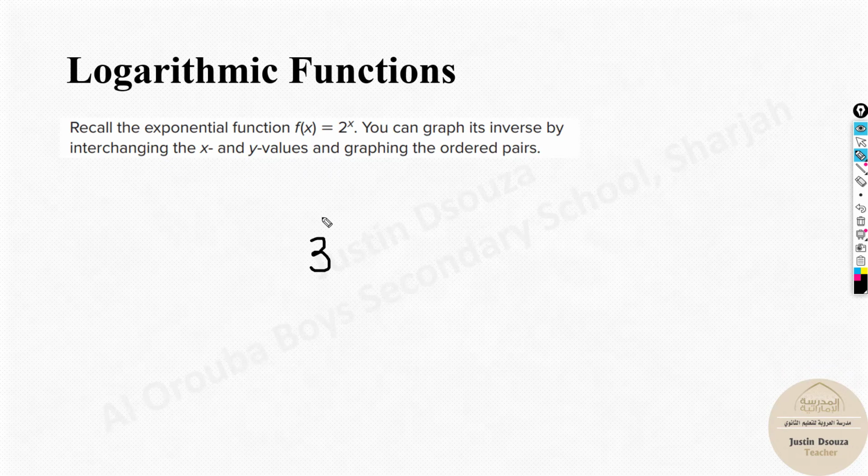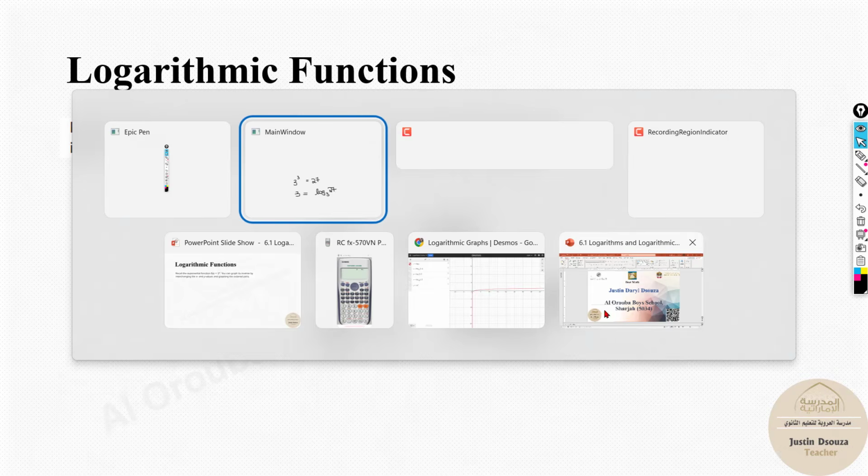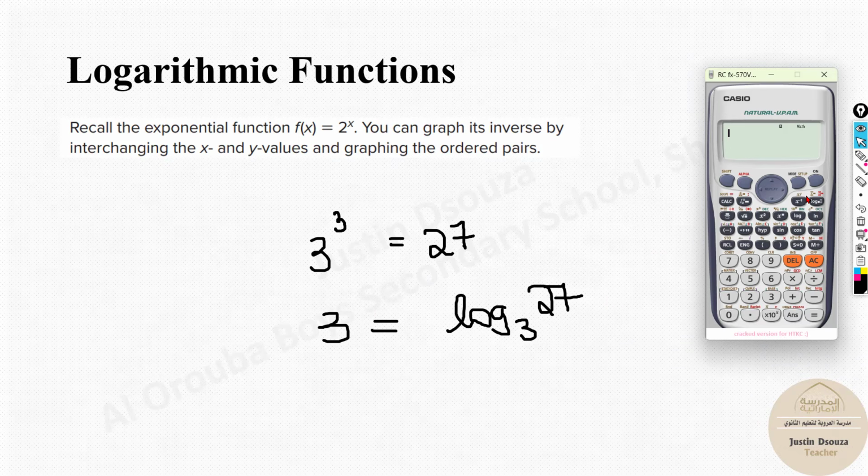Let me write something. 3 to the power 3: 3 squared is 9, so the answer is 27, isn't it? Now I can rewrite this as 3 equals log base 3 of 27. So now both are equal. We can try it in the calculator as well: log base 3 of 27. The answer is 3.